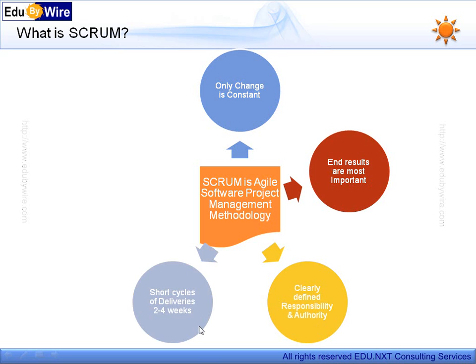In Scrum, delivery cycles are short, typically 2 to 4 weeks. It is expected that team will deliver something which is of value to the end customer within this period.